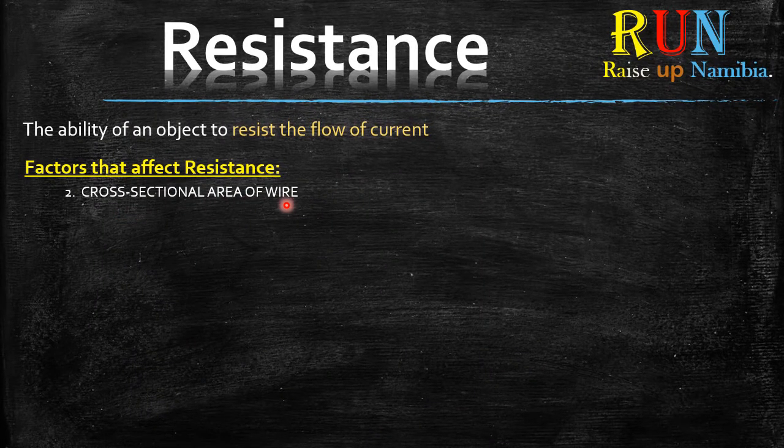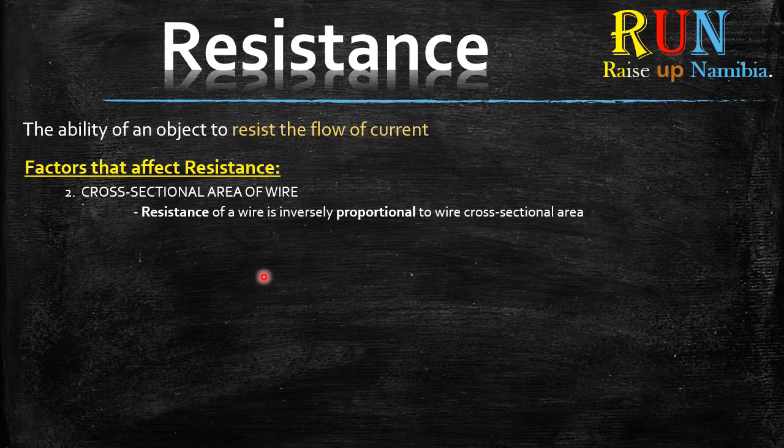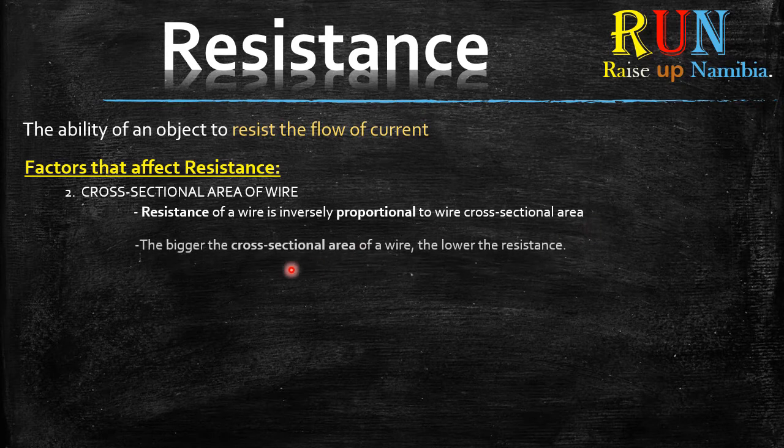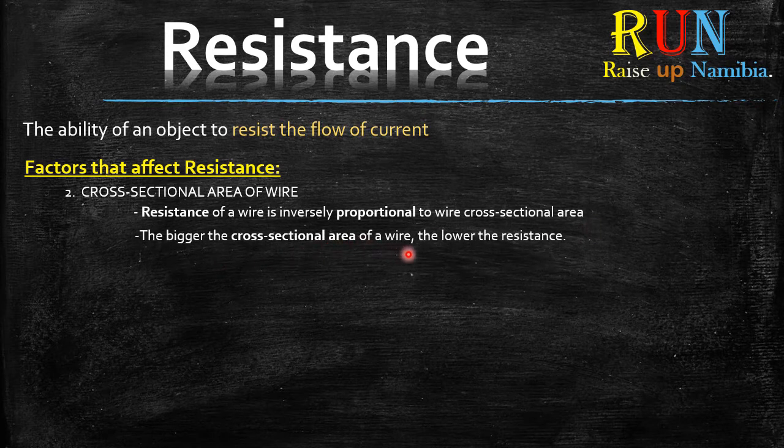We have the cross-sectional area of a wire. How does that affect the resistance? Resistance of a wire is inversely proportional to the wire cross-sectional area. This simply means the bigger the cross-sectional area of a wire, the lower the resistance. Let's take a look at the wire that we just used. Now when we talk about cross-sectional area, we simply mean the thickness of the wire, or in other words, as we call it in mathematics, the diameter. Okay? So for example, this wire has a diameter of 3 centimeters.